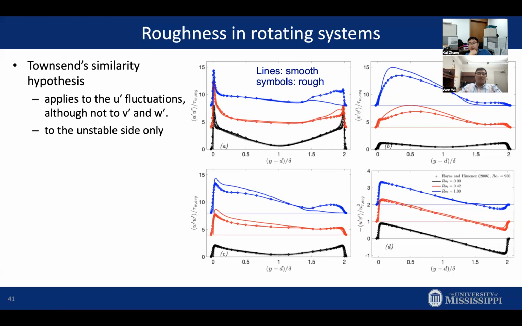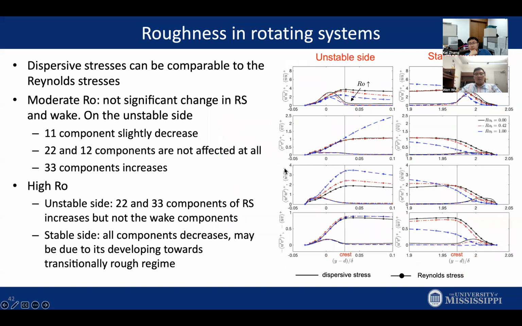It means if you use the current tool to predict it, you roughly get a good idea. But that is only for U prime. For V prime and W prime, even if you use the current tool to predict it, it's not really a good prediction. And on the unstable side, there's no similarity at all. The fundamental trend is different. We have more analysis, but due to the limit of time, I won't talk about that.